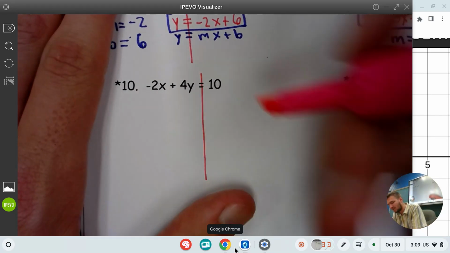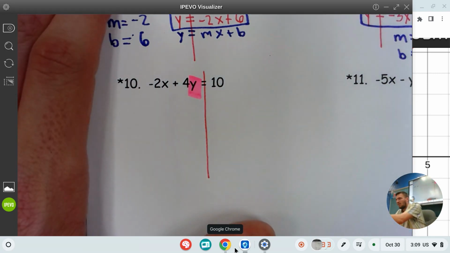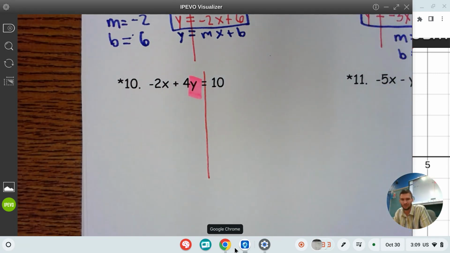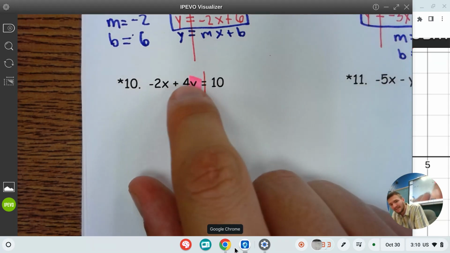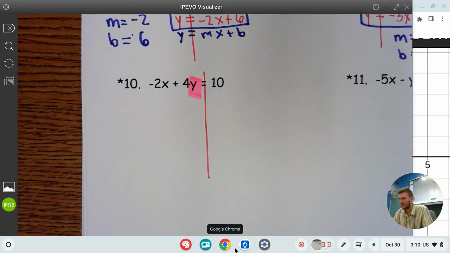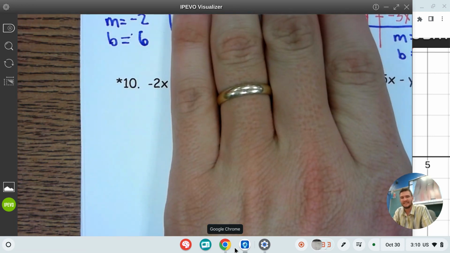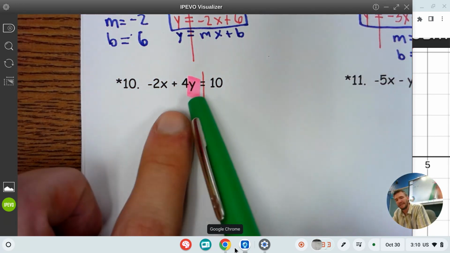Is y by itself? Definitely not. We actually have 2 issues. We have a negative 2x and we have a 4. We've got to get rid of both of those things. Which one goes first? The negative 2x. The thing that's not touching the y has to go first because we're going to finish with divide.